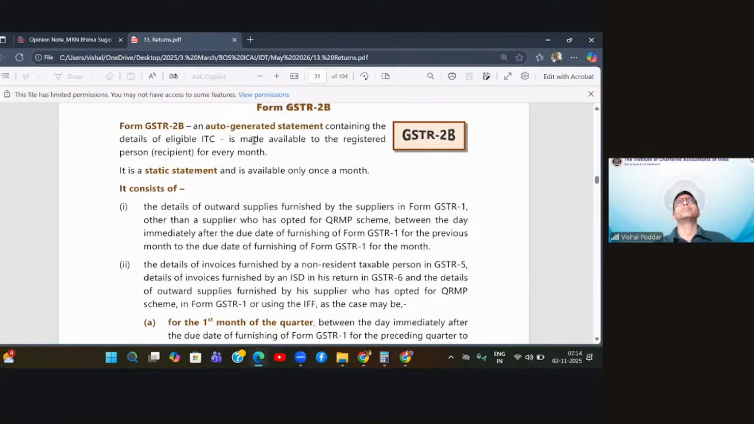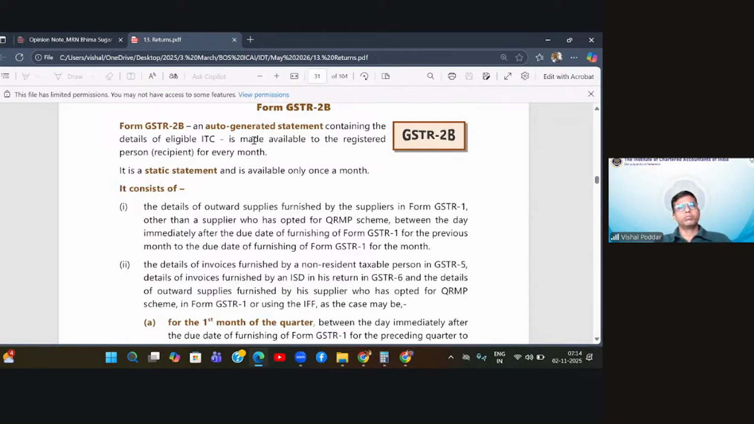GSTR 2B, an auto-generated statement containing the details of eligible ITC, is made available to the registered person for every month. It is a static statement and is available only once a month. It consists of the details of outward supplies furnished by the suppliers in Form GSTR1, other than a supplier who has opted for QRMP scheme between the day immediately after the due date of furnishing of GSTR1 for the previous month to the due date of furnishing of GSTR1 for the month.